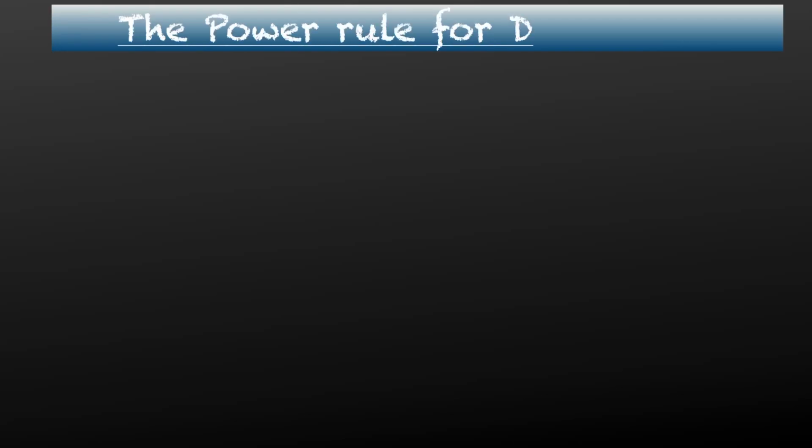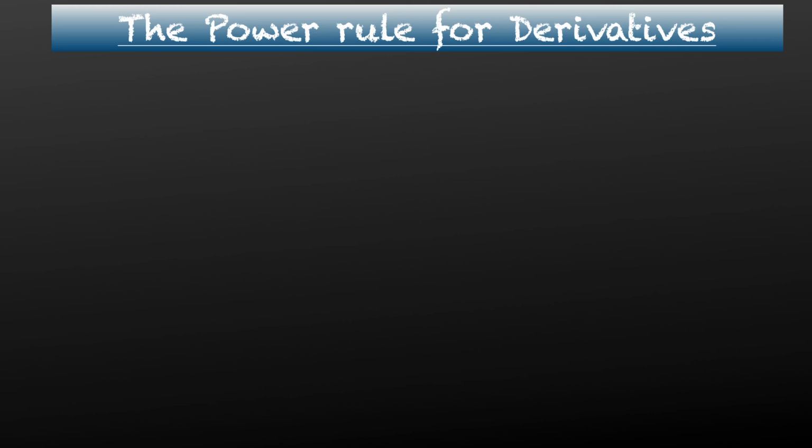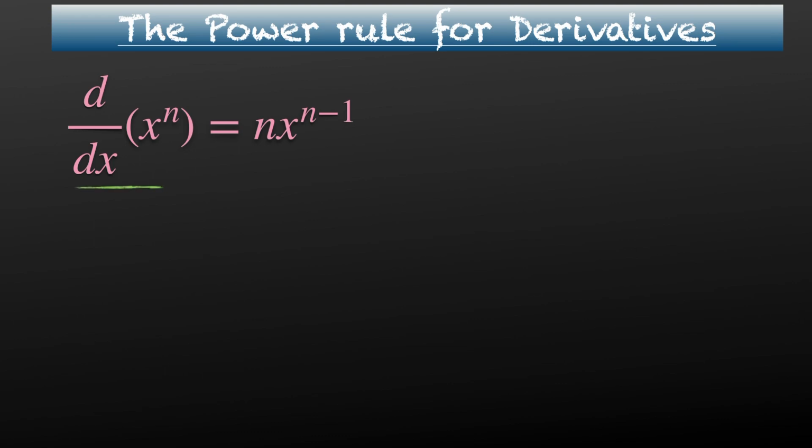In this video tutorial, I discuss the power rule of derivative. So the power rule tells us that d by dx of x to the power n is equal to n times x to the power n minus 1. This expression shows the first derivative of a function by using the power rule.